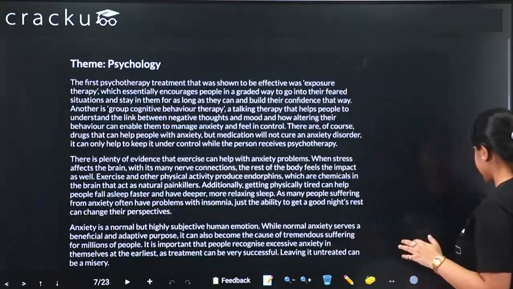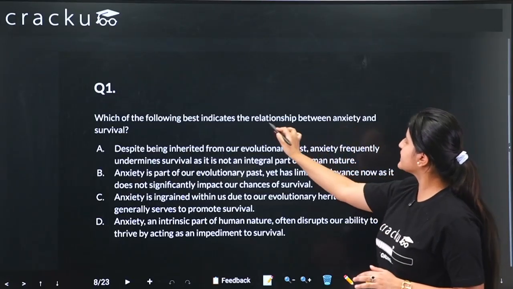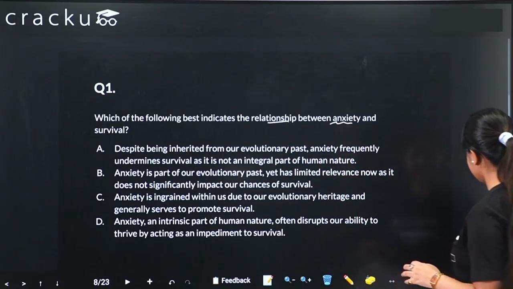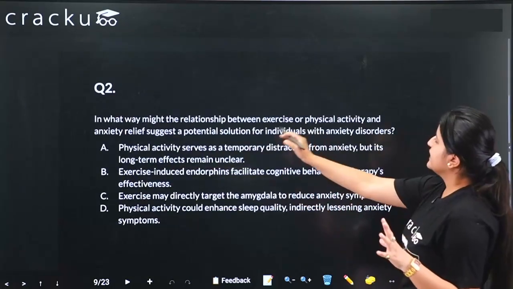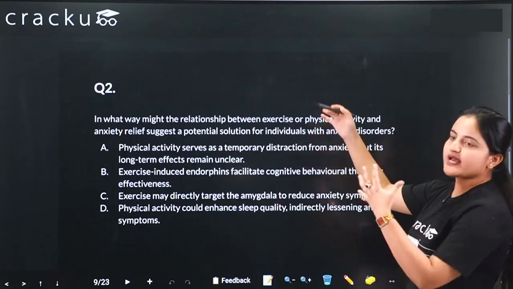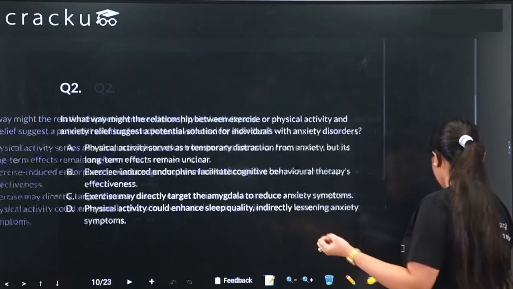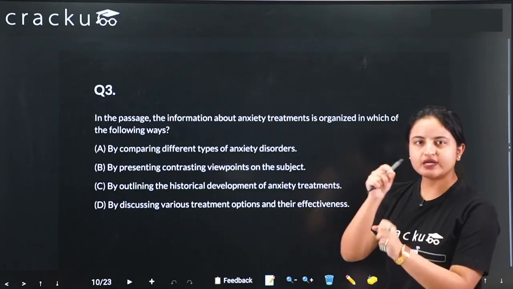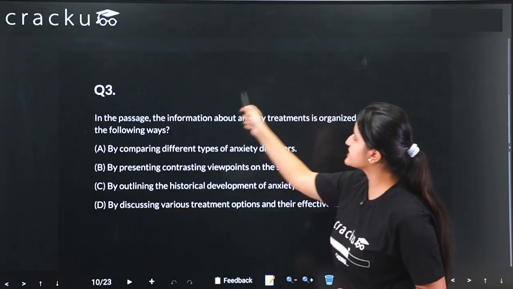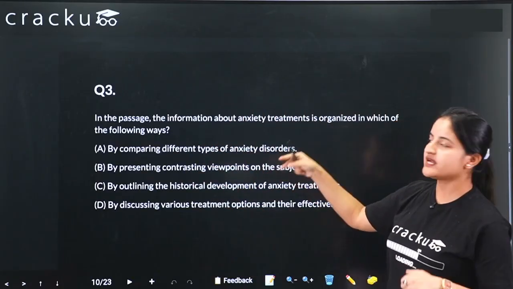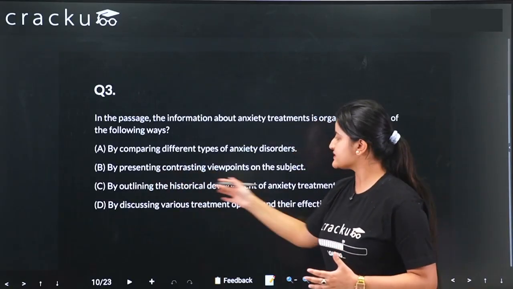So yes, for the STOP technique, we can first scan the questions. The first question is about a relationship between anxiety and survival. So we know the passage is about anxiety, something related. Then, in what way might the relationship between exercise and relief, something like that. So they are getting quite deep. It is like an inference question. Then the question is about how the information in the passage is organized. Is it comparative, is it presenting something, is it outlining something?